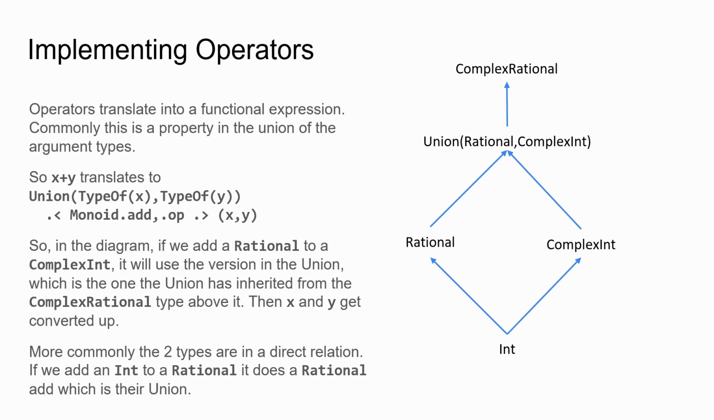Anyway, this is the way these things go. Of course, a more common case is that the two types are in some direct relation. So if you add an int to a rational, of course, the int gets converted up to rational, and the addition gets done there, which is what one would hope.